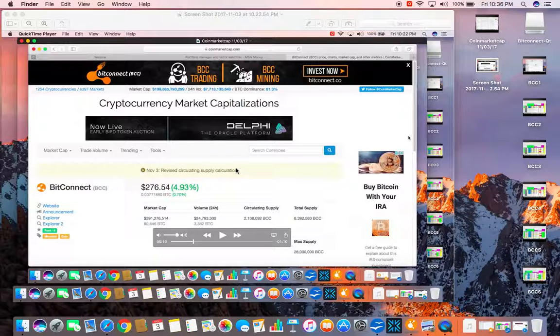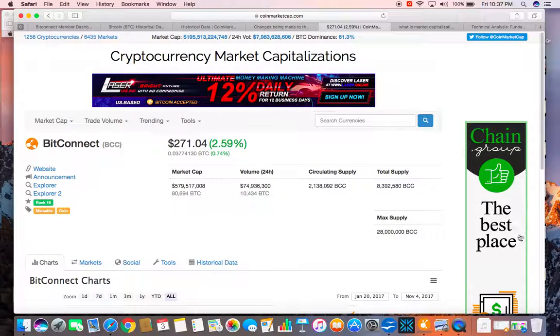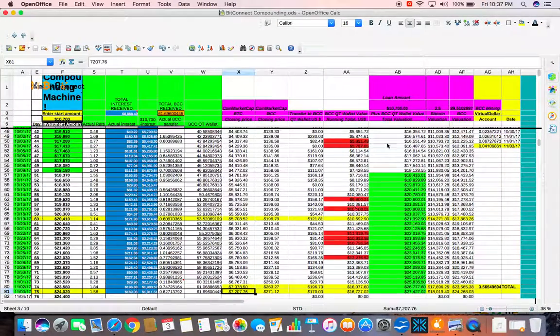Revised circulating supply calculation. I don't know what that really means, but I know that the market cap dollar amount is this, the price of the token right here times the circulating supplies. So this times this equals this. And again, my spreadsheet doesn't get affected that much. The only thing that would really drastically affect this would be a downward trend on the closing price, or on any prices on the BCC tokens.